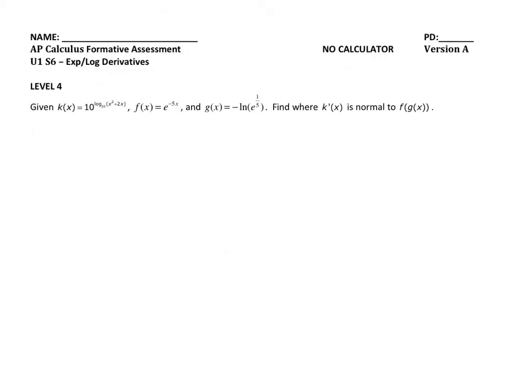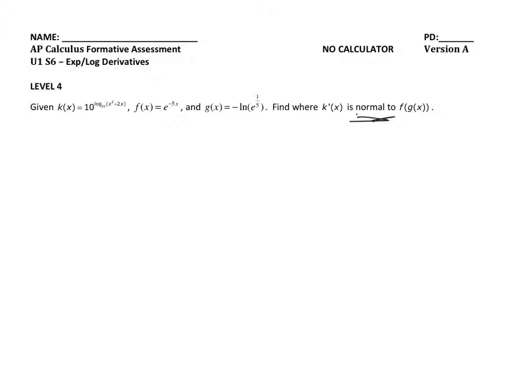Actually, we'll take a look at the level 4 here. Boy, I've got a lot going on. Let me try and see if I can break this thing down. I see a keyword normal, so I know I'm going to need a derivative of something here. I see k prime of x is normal to f of g of x.